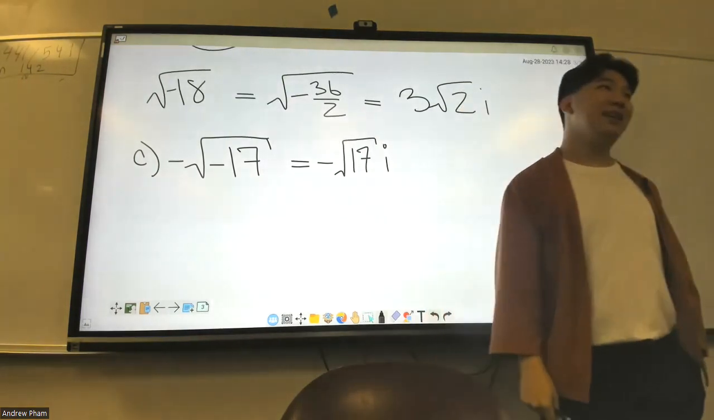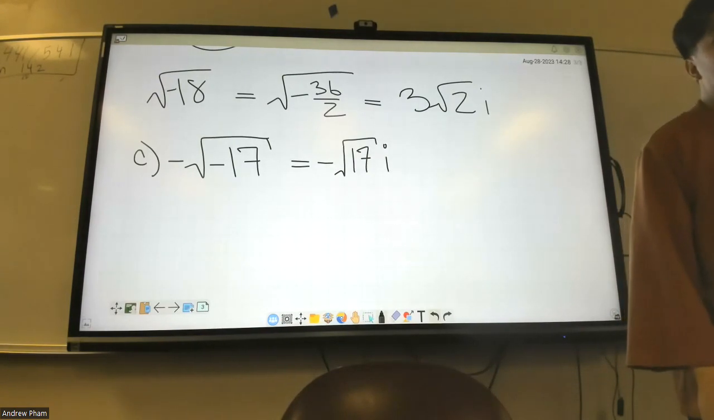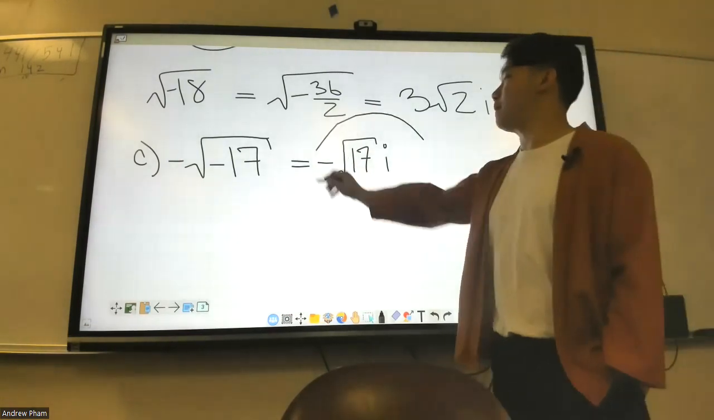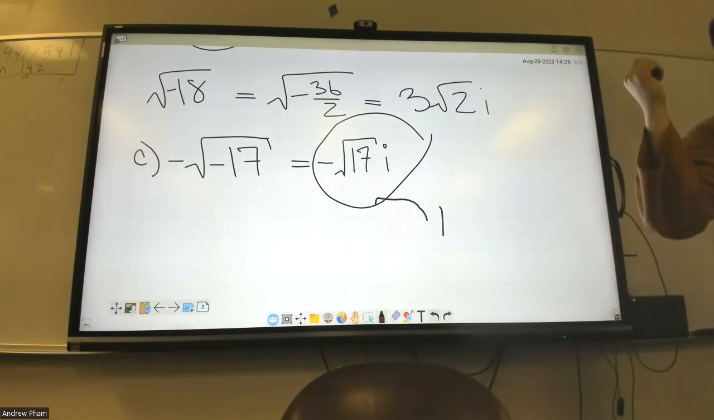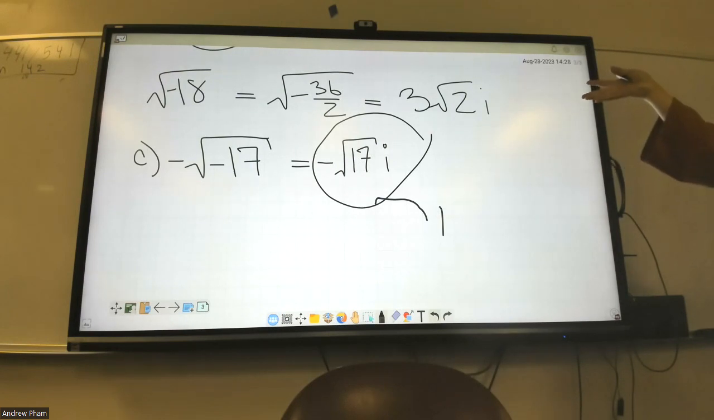But looking at 17, can I even break down 17? No, 17 is prime. The only way to make 17 is 17 times 1, and that's not going to do anything for me. We're done. This was an example saying you can't always break it down. Sometimes the answer is the most obvious one, what we have already. So we don't always need to break it down. If we can, we should. But in this case, there's no other way to make 17 besides 17 and 1, which doesn't help us.